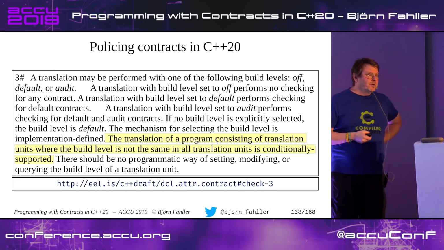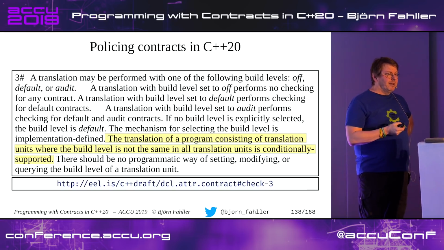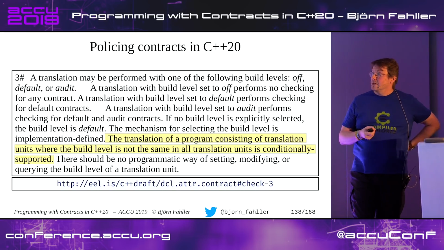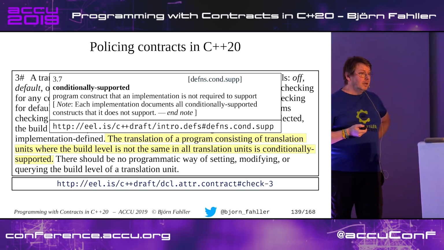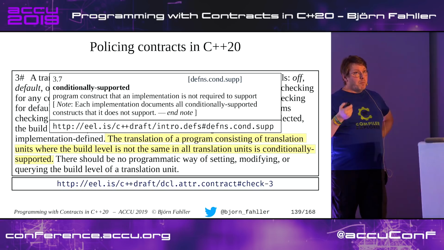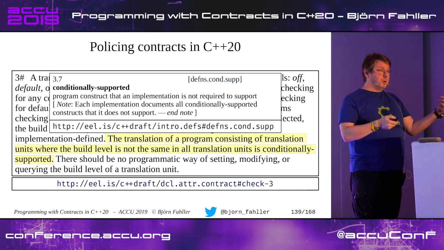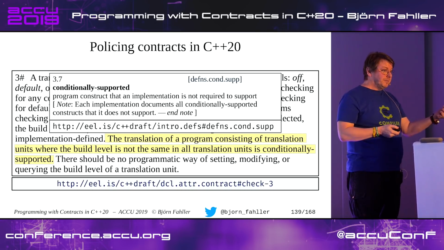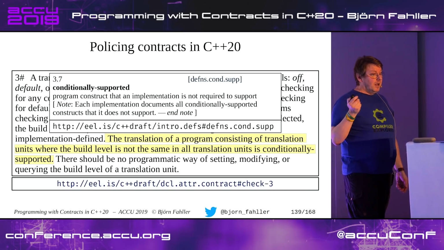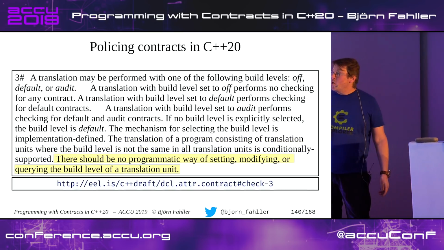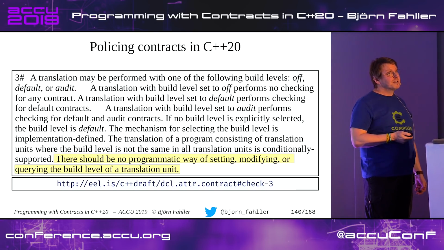The translation of a program consisting of translation units where the build level is not the same in all the translation units is conditionally supported, meaning that a compiler or a build system may support it or may not. They have to document if they don't support it, but they may not support it. There should be no programmatic way of setting, modifying, or querying the build level of a translation unit.